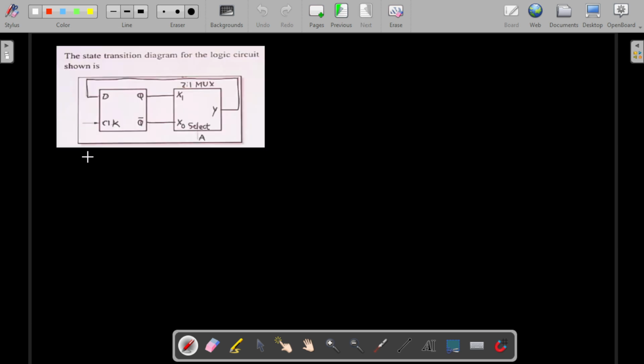Let's see one of the important questions asked in a competitive exam. The state transition diagram for the given logic is asked. They have given a logic circuit and are asking what the state transition diagram for this will be. Here we know that this is a mux and this is a demux, and both are coupled together. Let us first derive the characteristic equation, or the output equation, for the mux. The selection line was A.